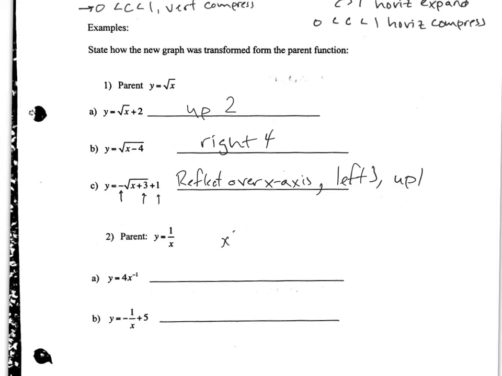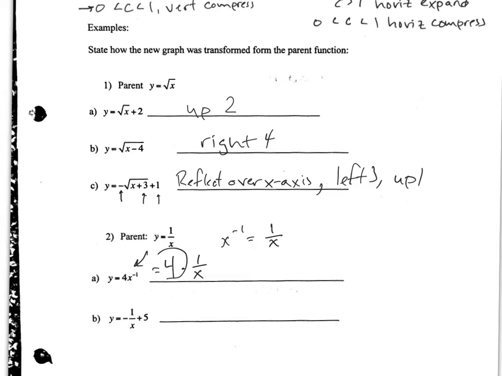X to the negative 1, that's a negative exponent. That's the same thing as 1 over x. So we do have the parent function, even though it's disguised as a negative exponent. Kind of a mean trick early in the year, but that's what we did. So this is really the same thing as 4 times 1 over x.